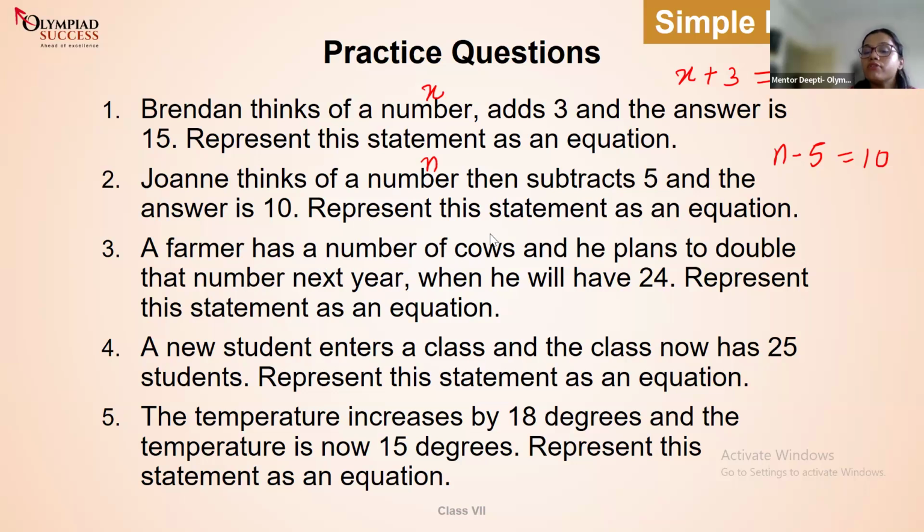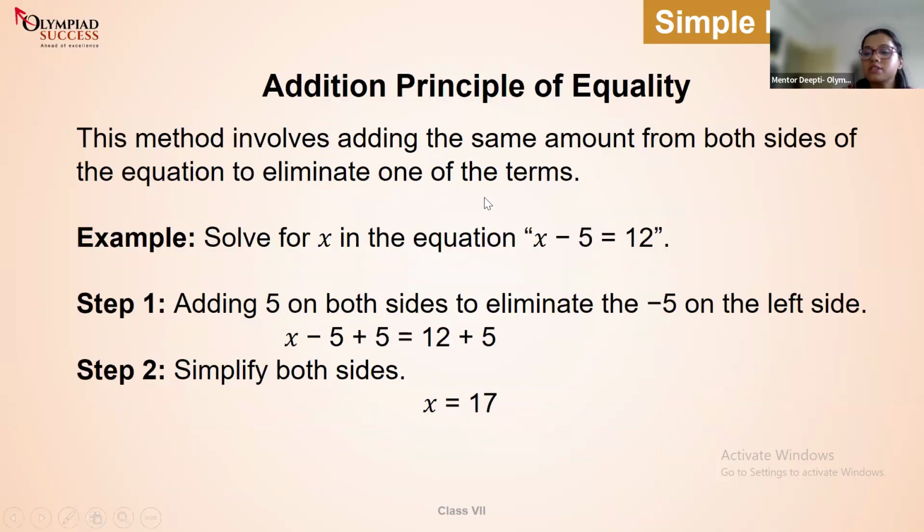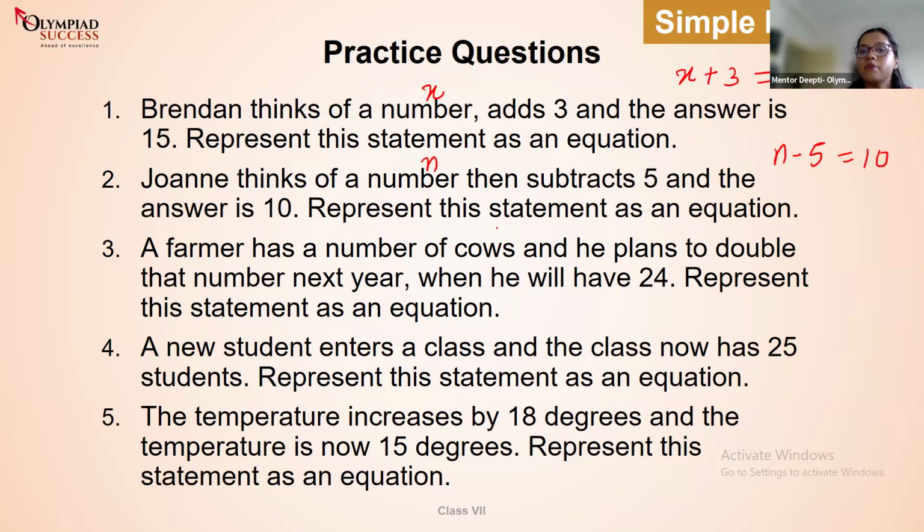A farmer has a number of cows. For example, the number of cows is X, or maybe Y, let's say Y, and he plans to double that number. So we need double of Y, that becomes 2Y. Next year when he will have 24, so 2Y equals 24. So this is the equation.